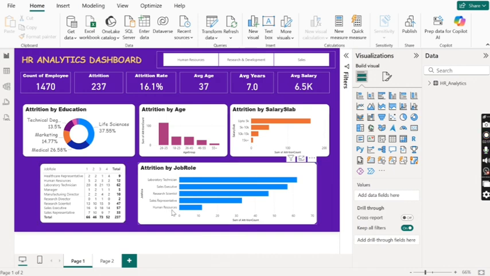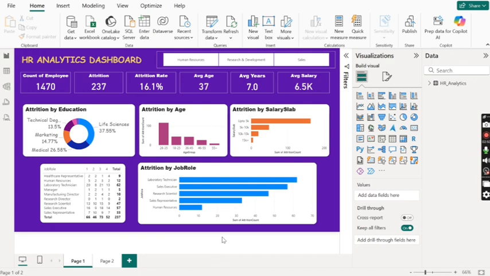The next is attrition by job role, which is given in the form of a bar chart. This is a standard bar chart that serves a crucial purpose: to quickly highlight which job roles are losing the most employees. The y-axis lists the various job roles, like technician, sales executive, and research scientist.